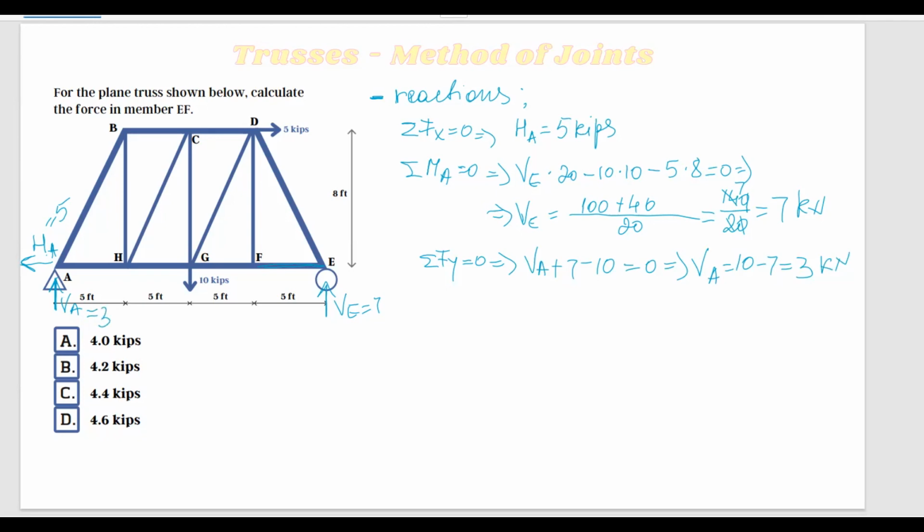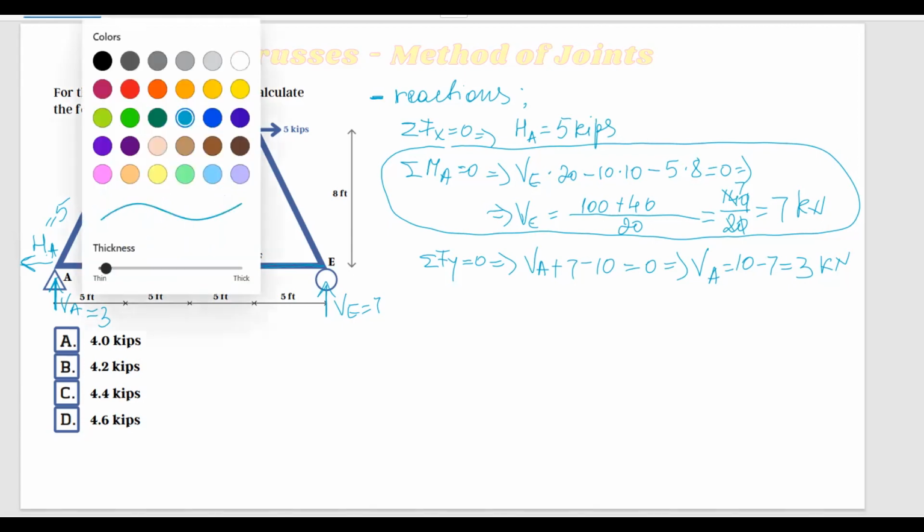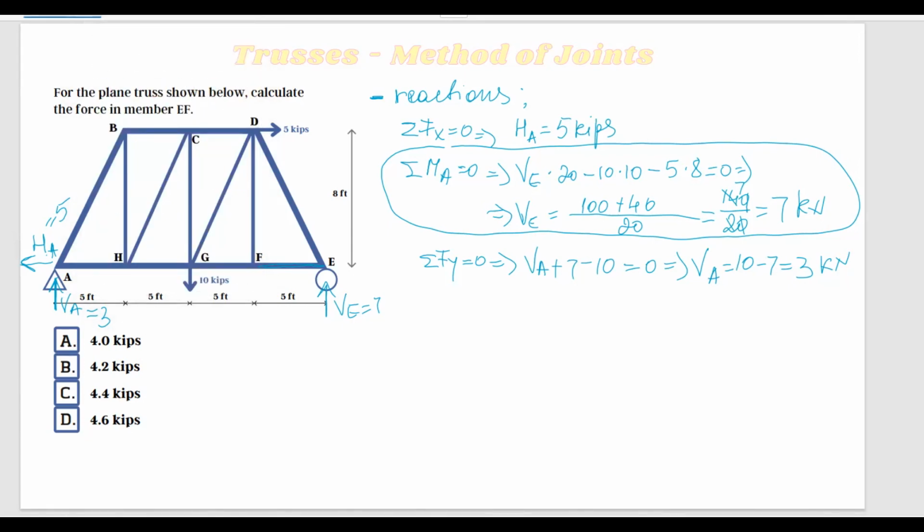And actually, if you want to be even smarter, you just need to realize that we didn't need the reactions at point A. We didn't need to calculate them. The only thing we needed was the moment about point A, and this would have given us VE. The reason is, since we have to calculate the force in member EF, we're going to start at this point and calculate the force, and we don't need to know all these reactions. But that's all right.